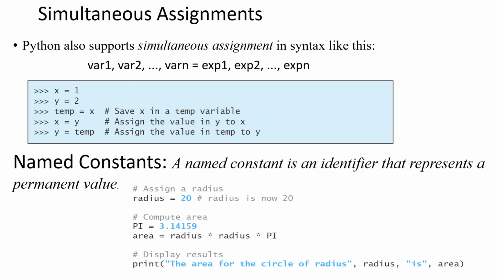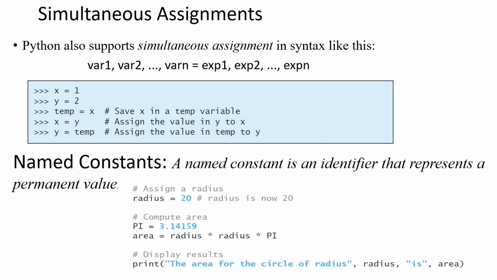And simultaneous assignments. Python also supports simultaneous assignments for variables. Variable 1, variable 2, variable n equal to expression 1, expression 2 and so on, expression n. Example: x is equal to 1, y is equal to 2, a temporary variable temp is equal to x, x is equal to y, y is equal to temp.